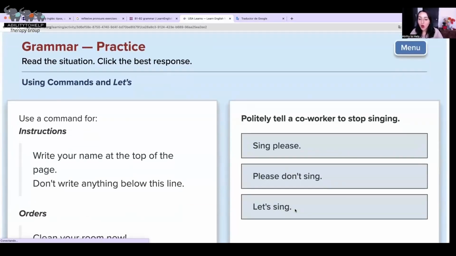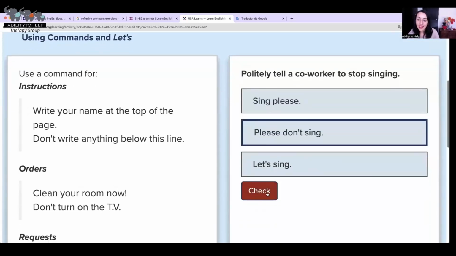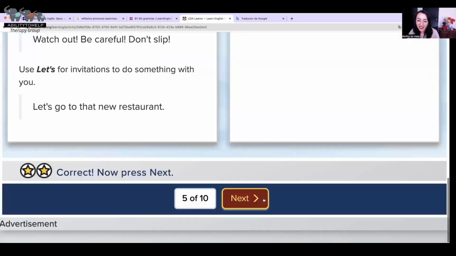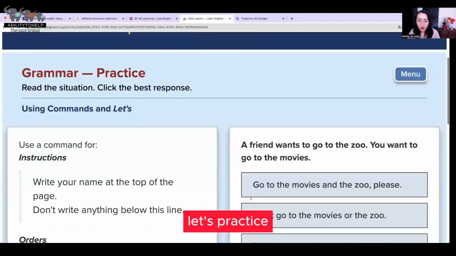Politely tell a coworker to stop singing. Oh, please stop singing. Sing, please. No, because you want them to stop. Please don't sing. Oh, let's sing. I think it's a polite request. So I need you, please, to work on this example. Don't forget it. Let's practice.